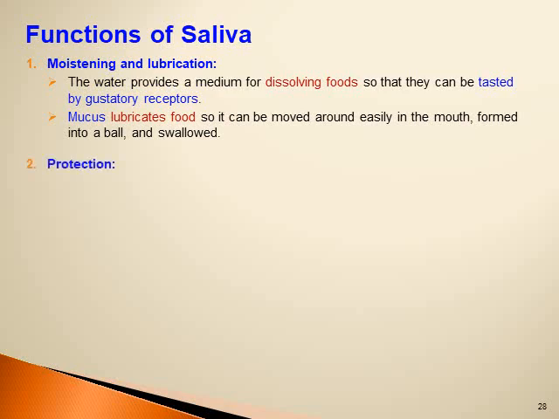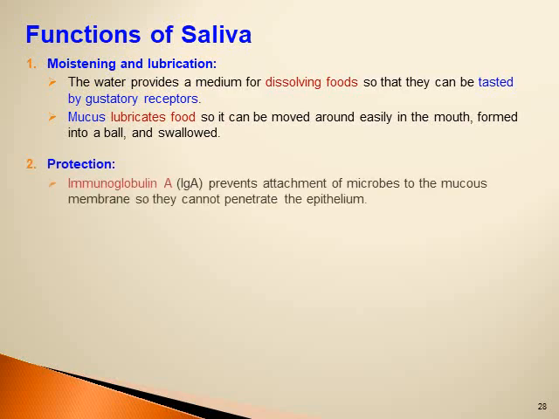The other function of saliva is protection. Immunoglobulin A, or IgA, prevents attachment of microbes to the mucous membrane so they cannot penetrate the epithelium. So it just coats the microbes and prevents their attachment to the mucous membrane and subsequent invasion by the microbes. Also, the enzyme lysozyme is bacteriolytic, so it kills bacteria and protects us against invasion by these bacteria.